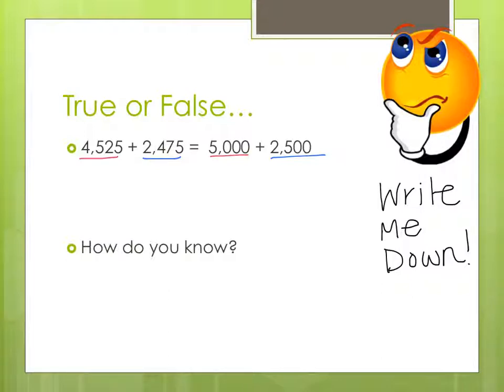When you compared these numbers, were you able to see that 4,525 compared to 5,000, 5,000 is 475 more? If I look at 2,475 and I compare that to 2,500, 2,500 is 25 more.